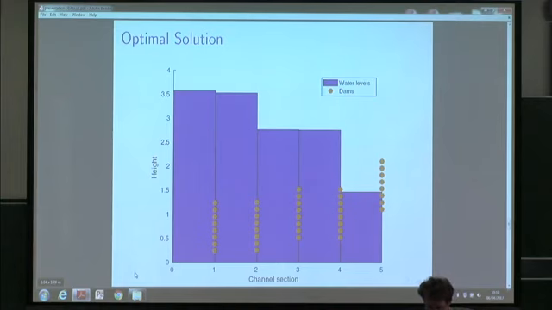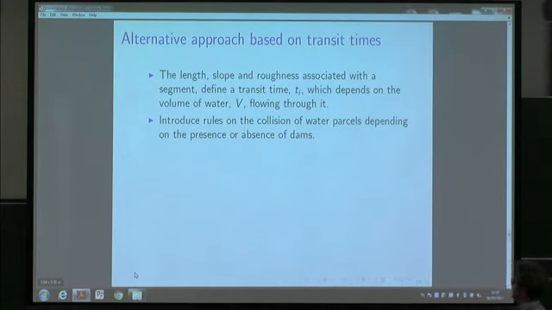Okay, there was an alternative approach we discussed, and I'll stop in a second, which is actually very similar, which is to think about the whole thing in terms of transit times. So you think about each node of this network as having parcels of water which take a certain amount of time to get to the next node of the network, and we introduce some rules which are a bit like our formulas for the fluxes for how long that takes and how it's affected by the presence of the dam.